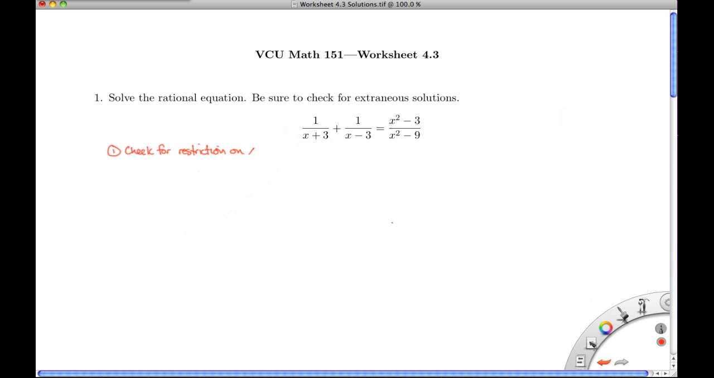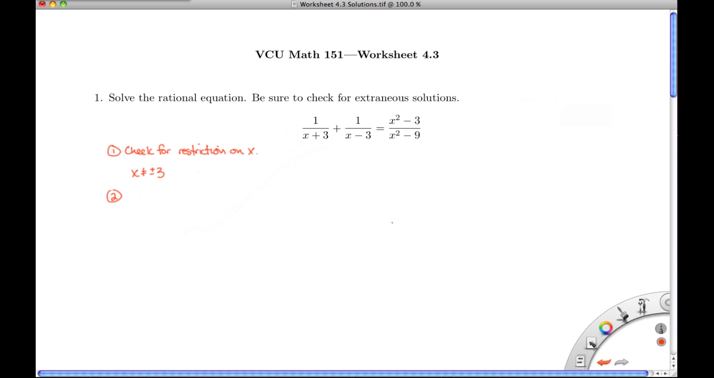on x. Now in this case, if we look, in this first term x can't be equal to -3, in this second term x could not be equal to +3, and in this last one x could not be equal to plus or minus 3. So we're going to want to exclude both positive and -3 from this possible set of solutions. So we note that x cannot be equal to plus or minus 3 for this particular one, and we're going to take care of that. Okay, so we check for our restriction on x, and now we can go ahead and move on to the next step.